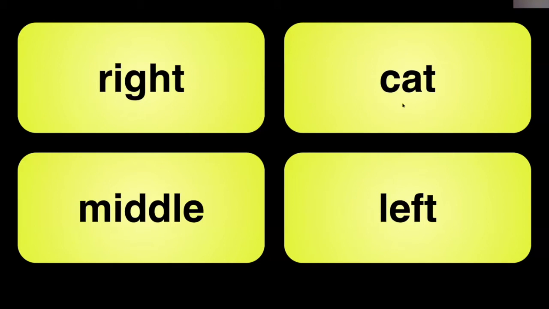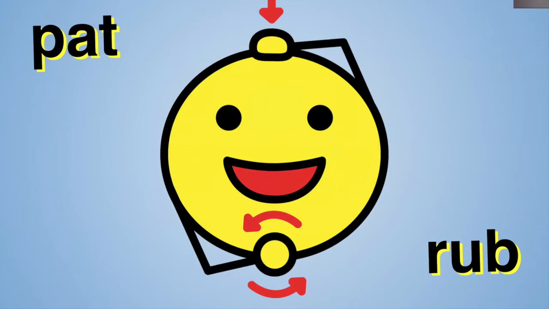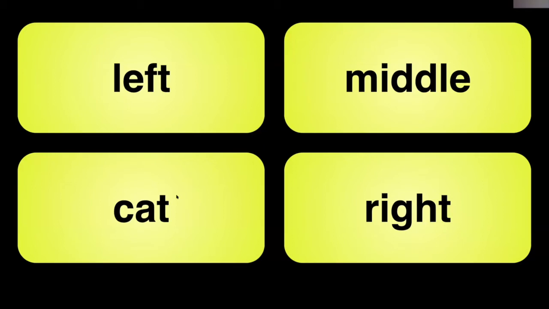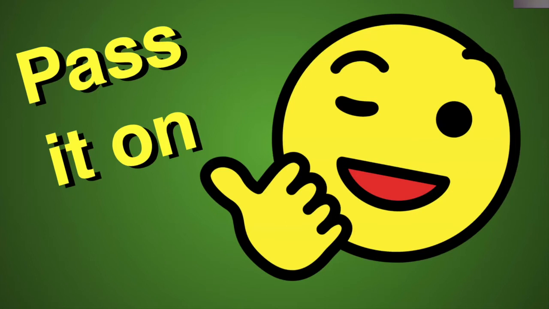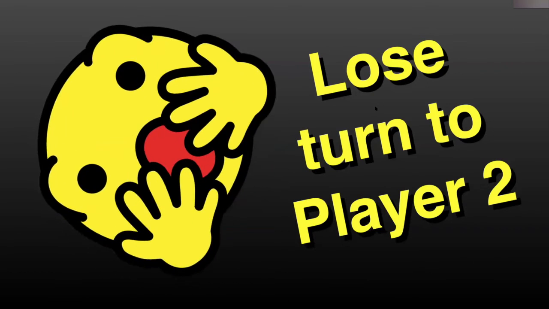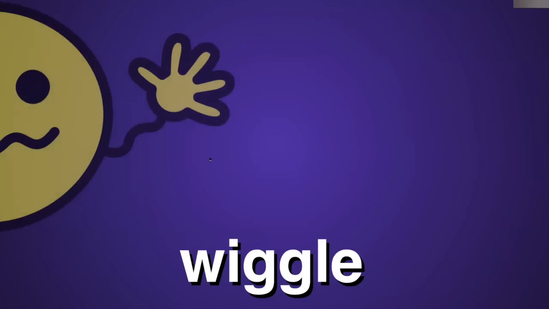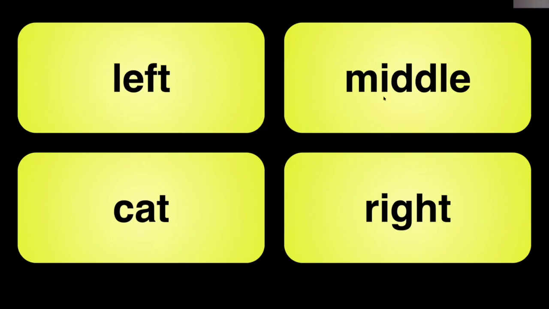Okay, so the next student chooses, and we have some movement. See how every slide has a little bit of move and action to make them a little more interesting, a little more fun. So we do the pat rub, and then the next one, pass it on, another magic star, lose turn to player 2, and player 2 gets the wiggle.